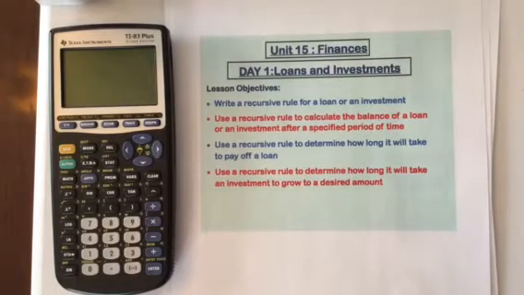Today we will start Unit 15. It's all about finances, loans, and investments. You'll remember last unit we used recursive rules to describe sequences. This time we're going to use those recursive rules to figure out how much you might still owe on a loan, or if you invest money, how much money you make.